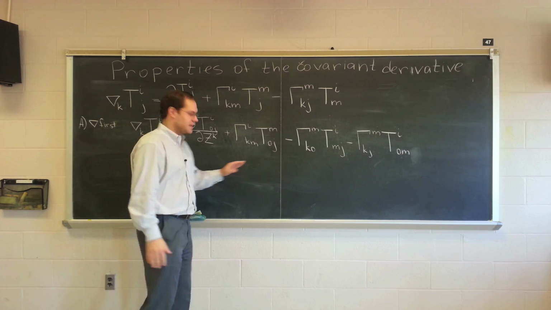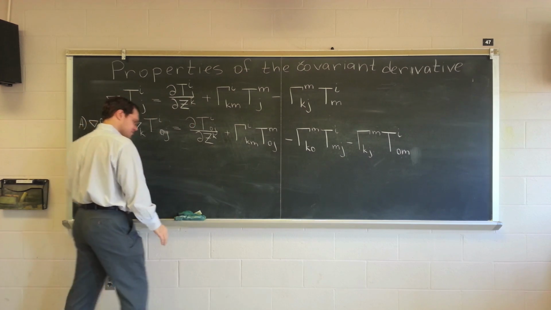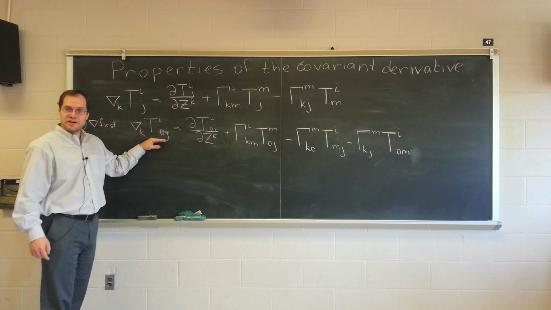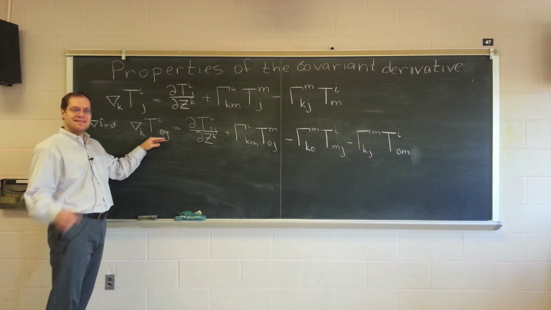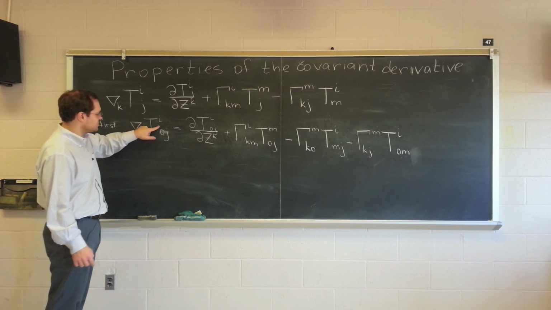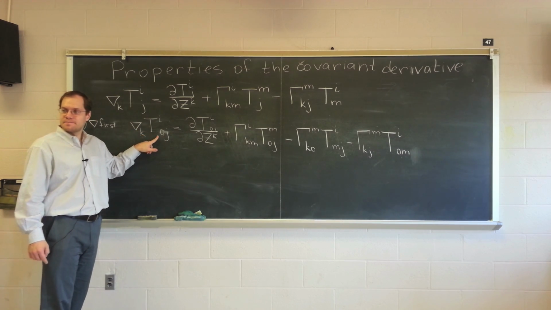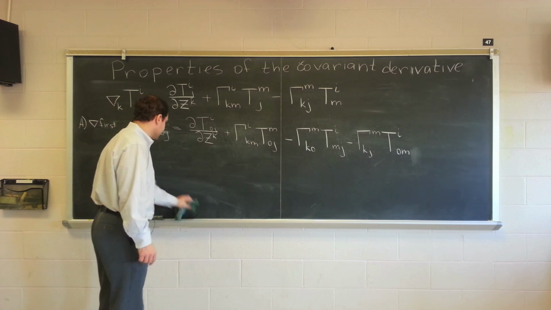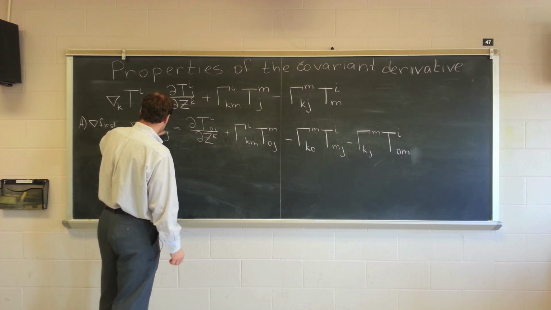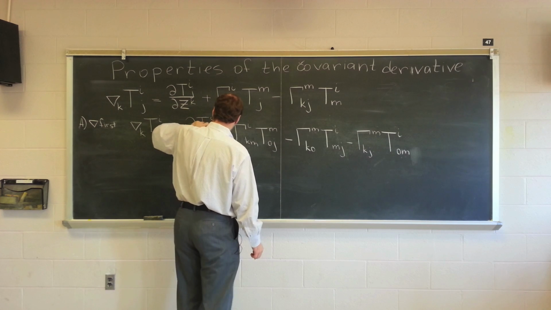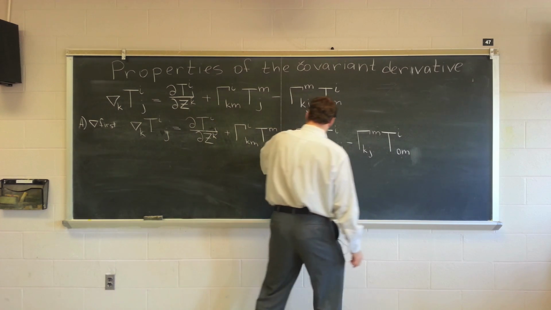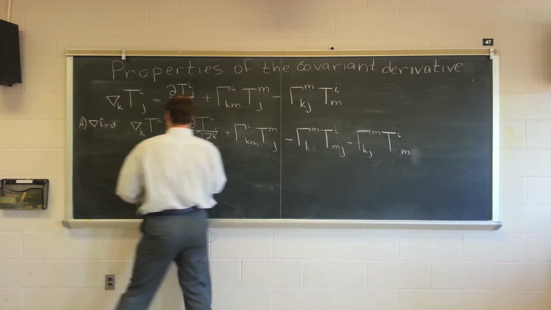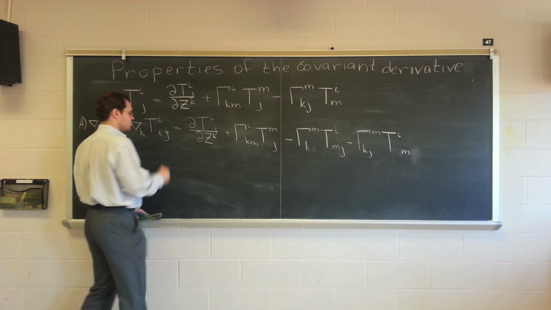Okay, so let's get back to the problem we were doing. This is doing the covariant derivative first, and then doing the contraction. So contraction means O gets replaced with I. I'm just going to go through the whole expression and replace O with I. And you can just do that.